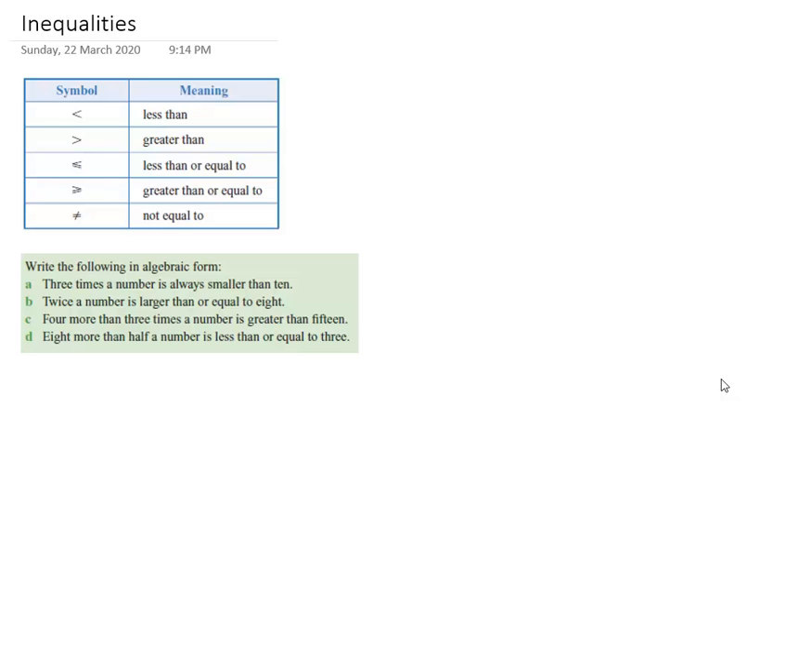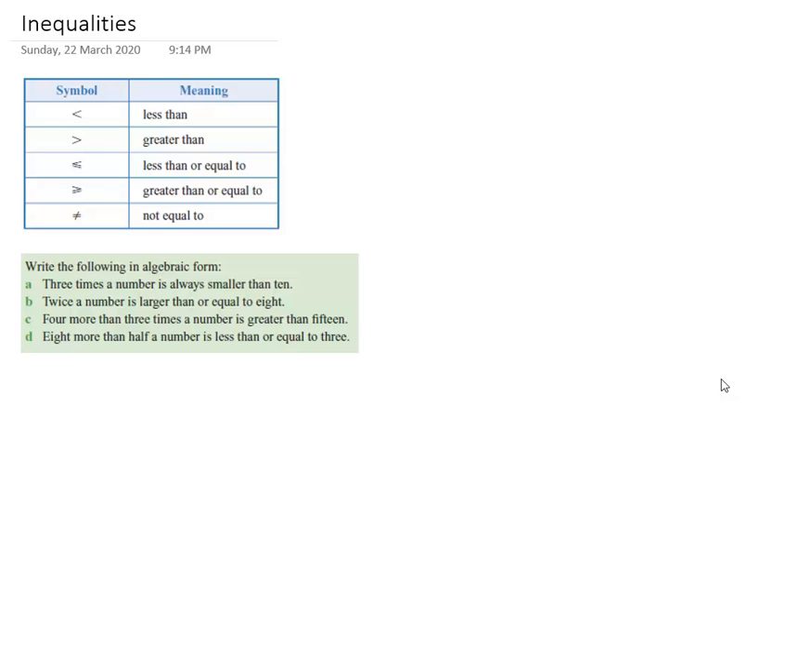Today's lesson, we're just going to get used to and familiar with these different symbols, and we're going to have a go at solving some of them. In the next lesson, we'll be learning some more systematic ways of solving inequalities. Let's look at these first example questions here. So we're going to write the following in algebraic forms. So that means we're going to be using symbols.